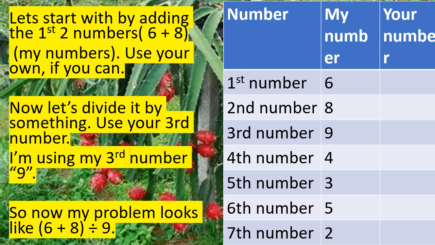Now let's divide it by something. So we use the 3rd number, which for me is 9. So now my problem looks like bracket 6 plus 8, close bracket, divided by 9. Yours, of course, will look different, but it should have the same form. It should have 2 numbers in brackets with a plus sign, and then after the close bracket, it should say divide by something.